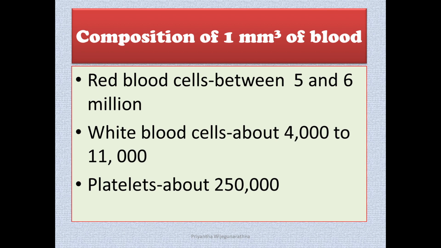If you take 1 cubic millimeter of blood from a healthy person, it contains 5 to 6 million red blood cells, 4,000 to 11,000 white blood cells, and 250,000 platelets. These are approximate values, not exact values. They may vary.